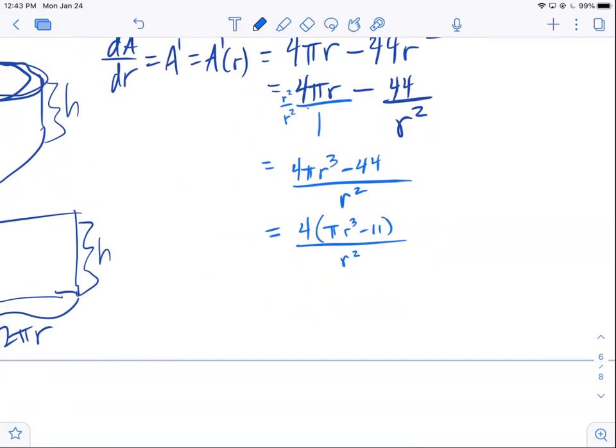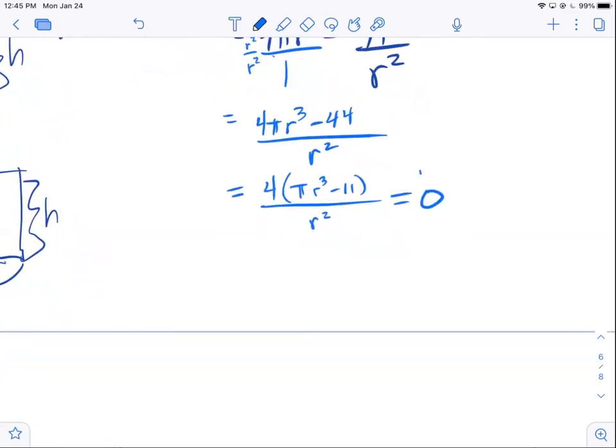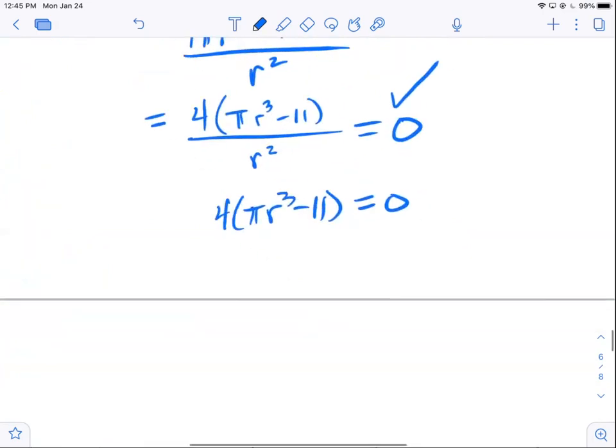It's going to be undefined when r is 0. It's not in our domain, so we don't even worry about it. So now I could just set it equal to 0, and that's going to be when the numerator is 0. Make sure you're setting it equal to 0. So when you solve, that's going to be 4πr cubed minus 11 equals 0. Divide through by 4, and you're going to get r cubed equals 11 over π.